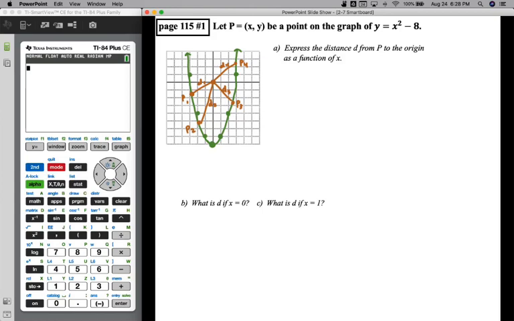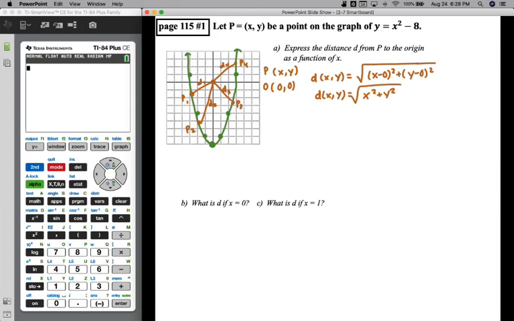So we're going to use the distance formula. We know two things. We know that the point has the coordinates x, y, and we know that the origin has the coordinates 0, 0. So if we use those two ordered pairs in the distance formula, we've got an equation in terms of x and y. All right, so distance formula tells us we take the difference of the x values and square them, add them to the difference of the y values and square them. Our equation for distance in terms of x and y is then the square root of x squared plus y squared.